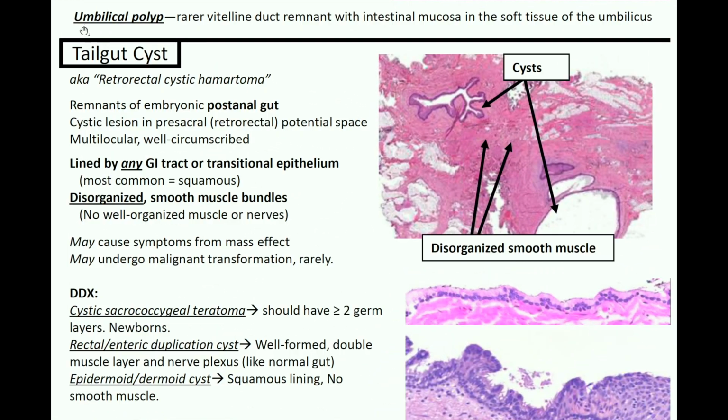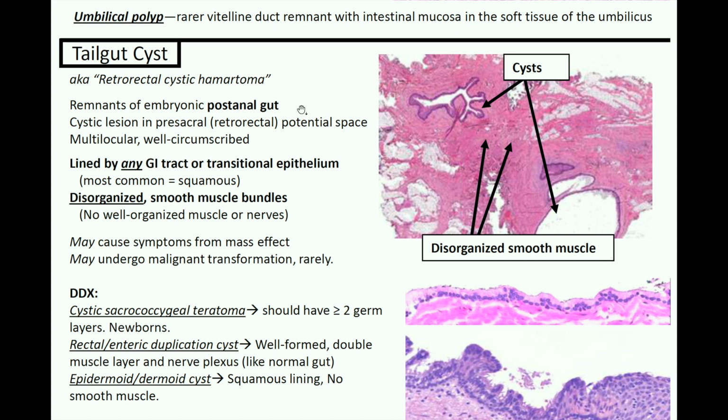All right, next up we've got a tailgut cyst, also known as a retrorectal cystic hamartoma. These are remnants of the embryonic post-anal gut. It's a cystic lesion in the presacral or retrorectal potential space, multilocular and well circumscribed.